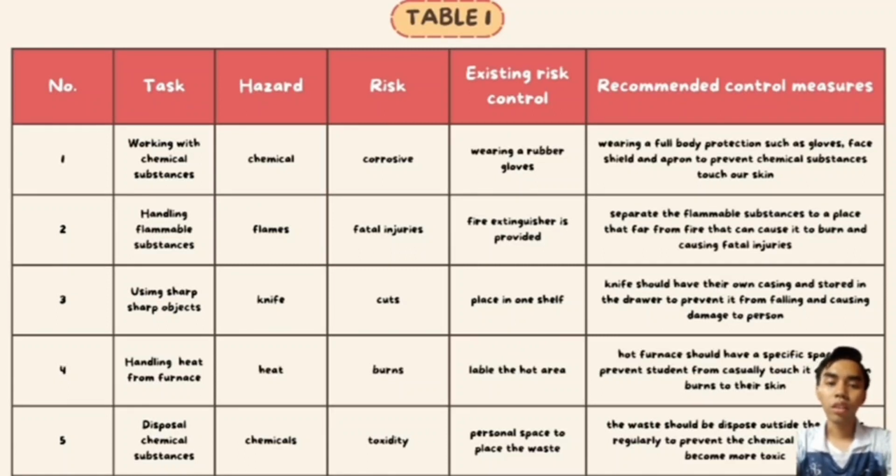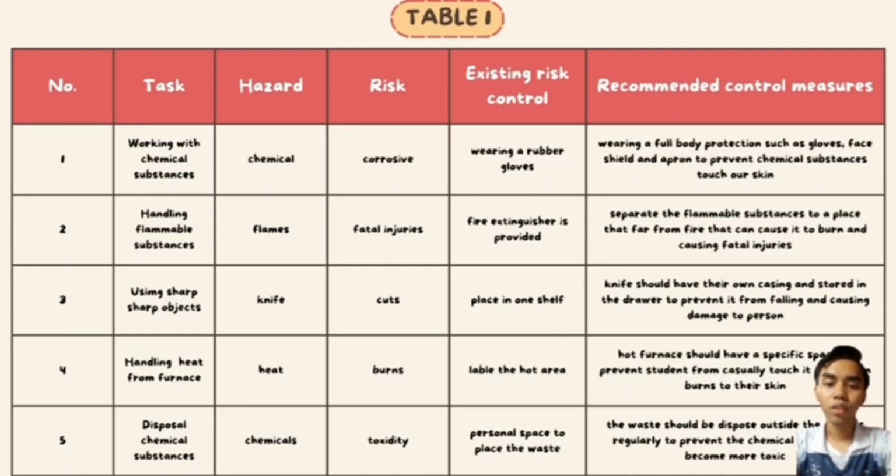The third one, using sharp objects. As we know, in the laboratory there are often sharp objects used to cut something. The example of a sharp object was a knife. A knife can cause a cut, which was the risk. The existing risk control found in the laboratory was that it was placed on one shelf. But the recommended control measure was that the knife should have its own casing and be stored in the doorway to prevent it from falling and causing damage to a person. As we know, a knife is sharp and can cut anyone it touches.